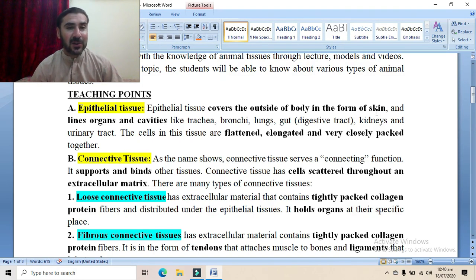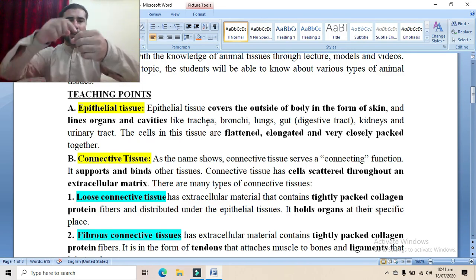Our skin is made of epithelial tissue, which protects the internal body, the internal whole organ systems, from the outside environmental dangers. And it is also found in the organs. It lines the organs and cavities. What the lining means is the internal covering of organs as well as the cavities is made of epithelial tissues. Like trachea has an internal lining of epithelial tissues.